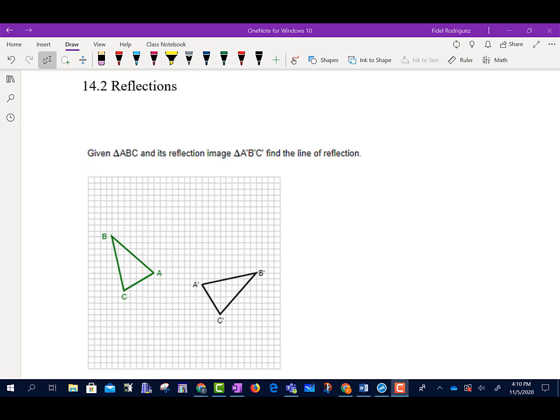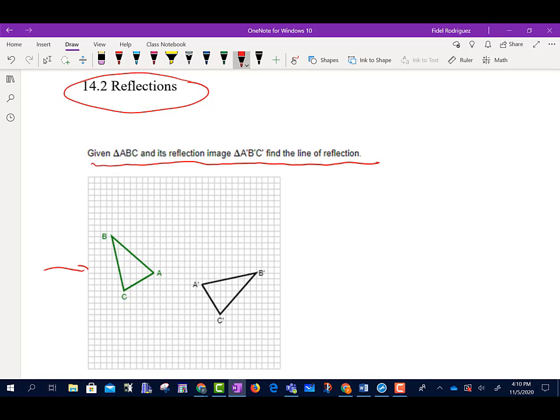All right, section 4.2 talks about reflections. The first problem here says, given triangle ABC and its image, triangle A prime, B prime, C prime, find the line of reflection. So in essence, what we're looking for is how this triangle got reflected so that we have something like this. I want you to think about the word reflection, like when you look in a mirror, right?